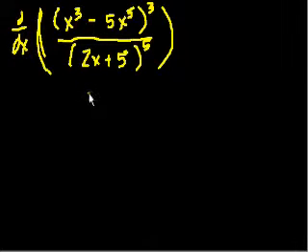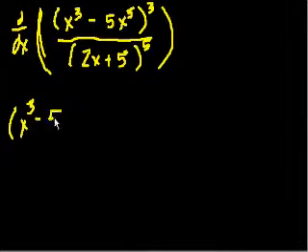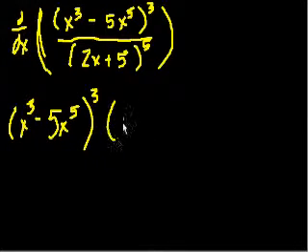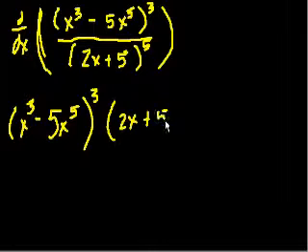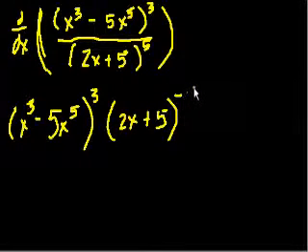Actually, in your calculus textbooks, there's something called the quotient rule, which I think is mildly lame, because the quotient rule is just the product rule where you have a negative exponent and they make it another rule and they clutter your brain. So instead of using the quotient rule, we're just going to rewrite this bottom expression as a product, and then we can use the product rule. So this is the same thing as taking the derivative of x to the third minus 5x to the fifth, all of that to the third power, times 2x plus 5 to the minus 5 power, right?